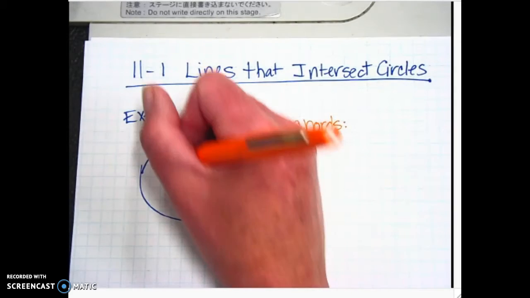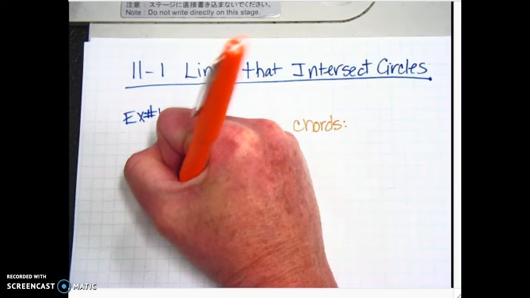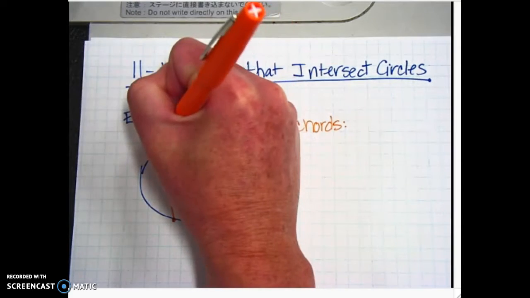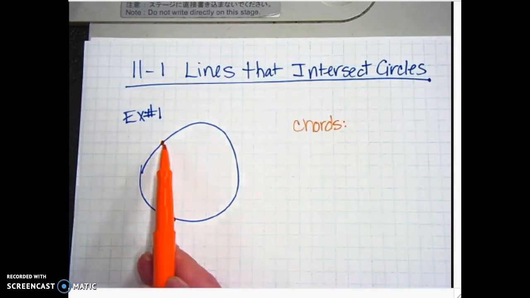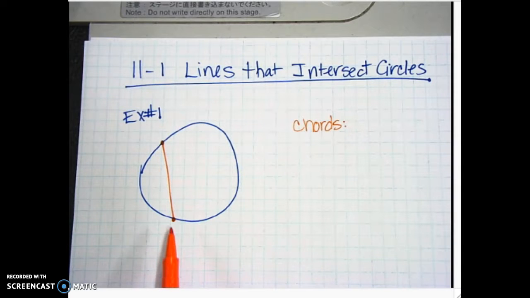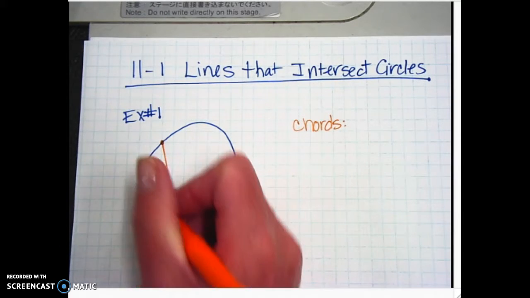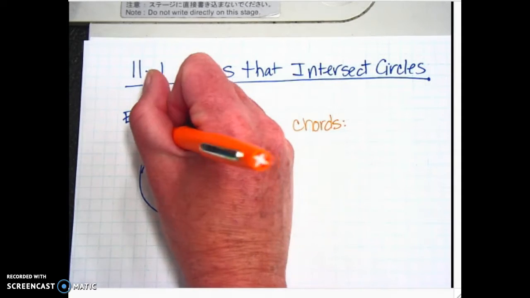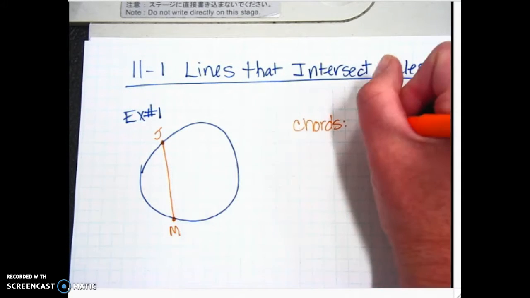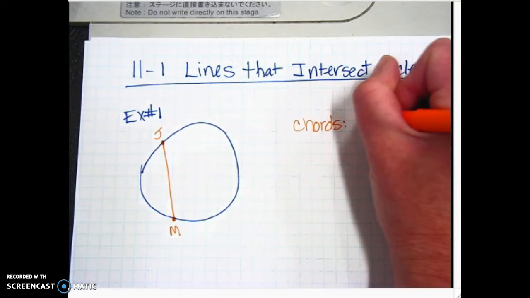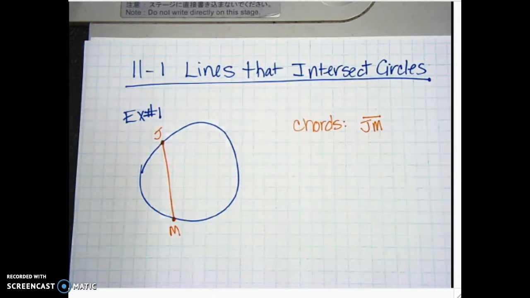So you might have a segment that goes from one side of the circle to the other side of the circle. We're going to label it JM. And that's going to be our first chord, JM.